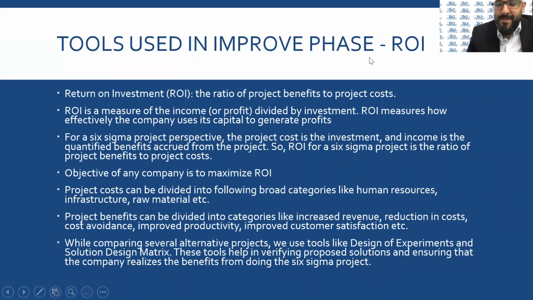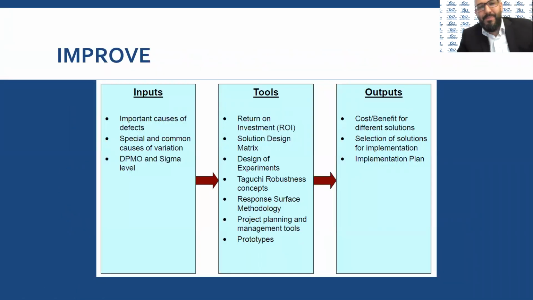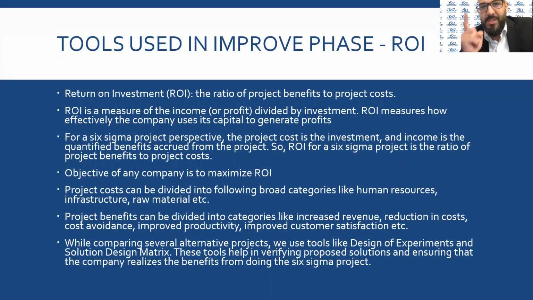Hello, everyone. Let's go into more details for the improve phase. This is Dr. Mahmoud Al-Odeh, and we're going to talk about the first tool that we're using in the improve phase for Lean Six Sigma, which is the rate on investment.